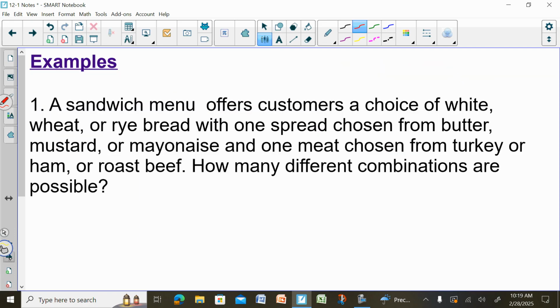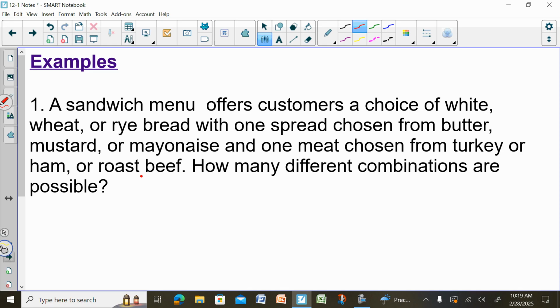So let's just try a few. A sandwich menu offers customers a choice of white, wheat, or rye bread, with 1 spread chosen from butter, mustard, or mayonnaise, and 1 meat chosen from turkey, ham, or roast beef. How many different combinations are possible?